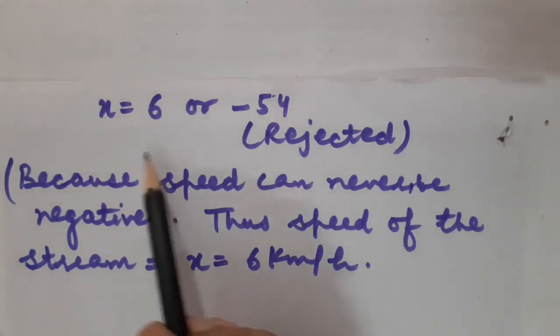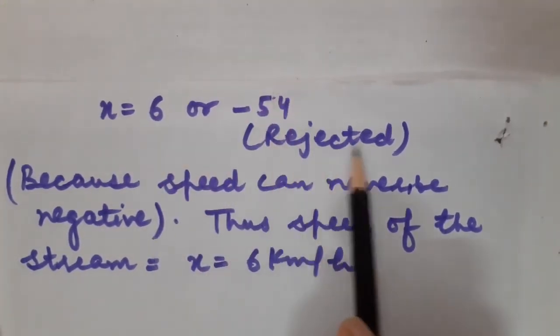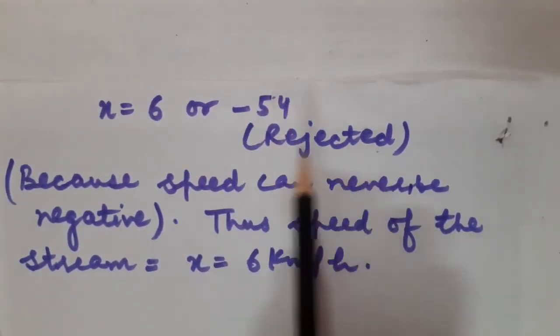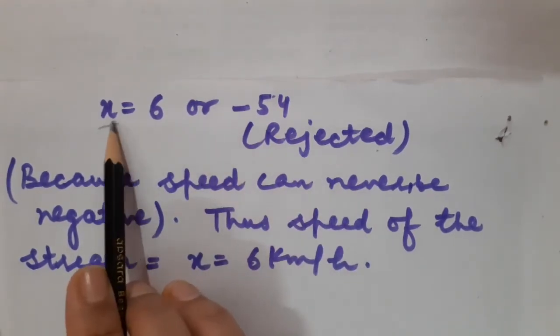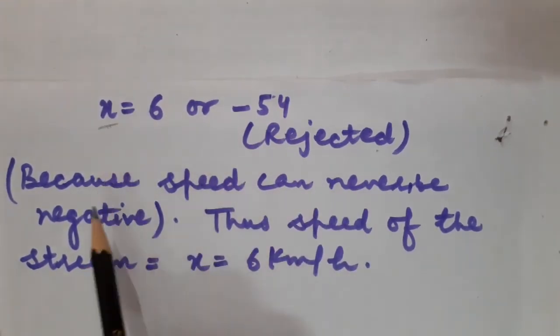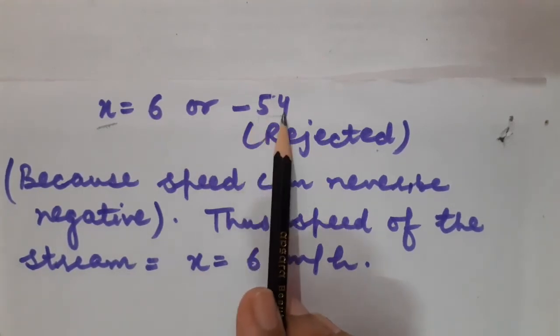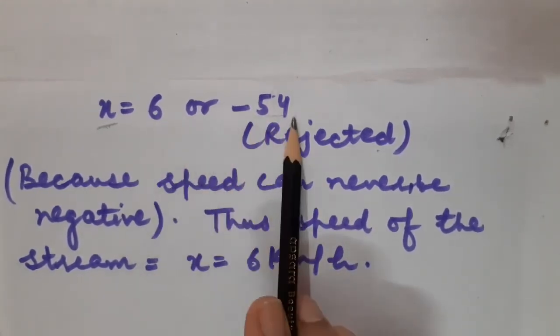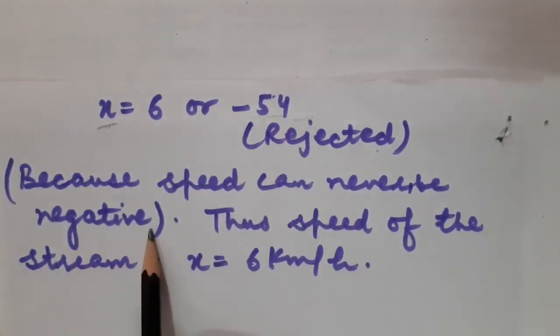Now children, out of those two values, minus 54 will be the rejected one. Why is it so? Because we considered x as the speed. Correct? And if I am going to take x equal to minus 54, so definitely you know that the speed can never ever be negative. So what would be the speed of the stream? That is x is equal to 6 kilometers per hour.